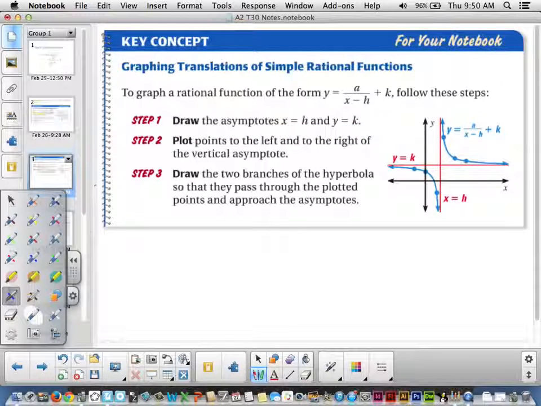Then we're going to plot a couple points, like you should with all graphing. Plot a couple points, see what's going on, and then connect them. You want to get a nice smooth curve in the proper locations that hugs the asymptotes. So let's look at an example.